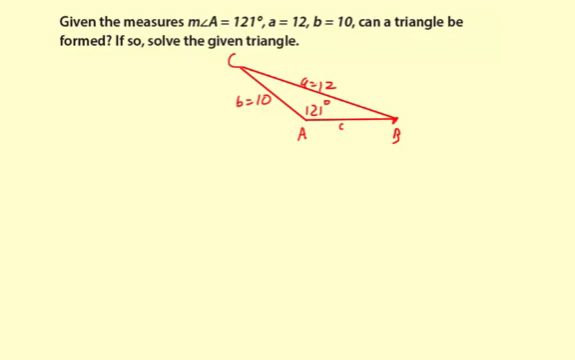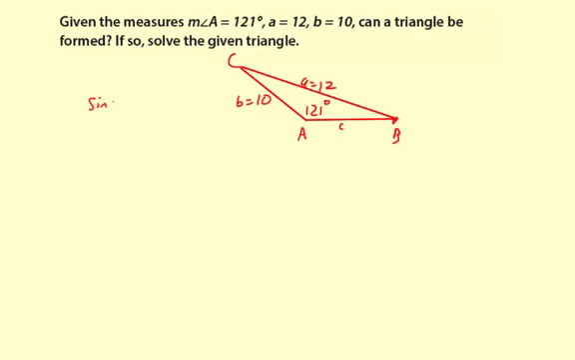And by the way, this is a side-side-angle situation. You're given two sides and a non-included angle. So this is what's called an ambiguous case. And it's called that because you don't know how many triangles can be formed necessarily. But in this case, only one triangle can be formed.